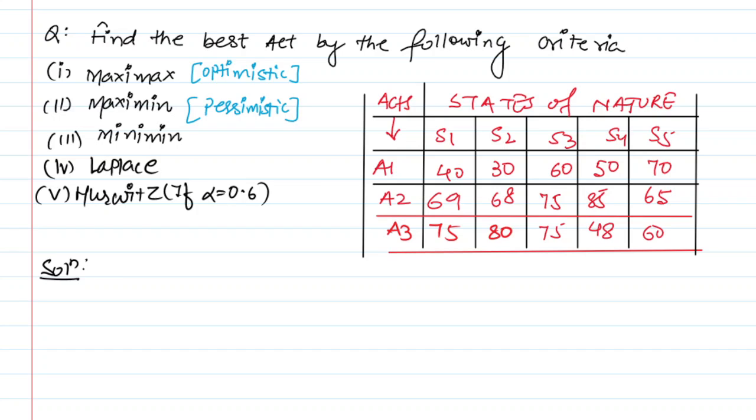These are nothing but the actions which are under the control of the decision maker. And S1, S2, S3, S4, S5 are called states of nature, or events. These events are not under the control of the decision maker. So based on the events or states available for every action, we have to identify which is the best action. Fine. Maximax, Maximin, Minimin, Laplace, Hurwitz.